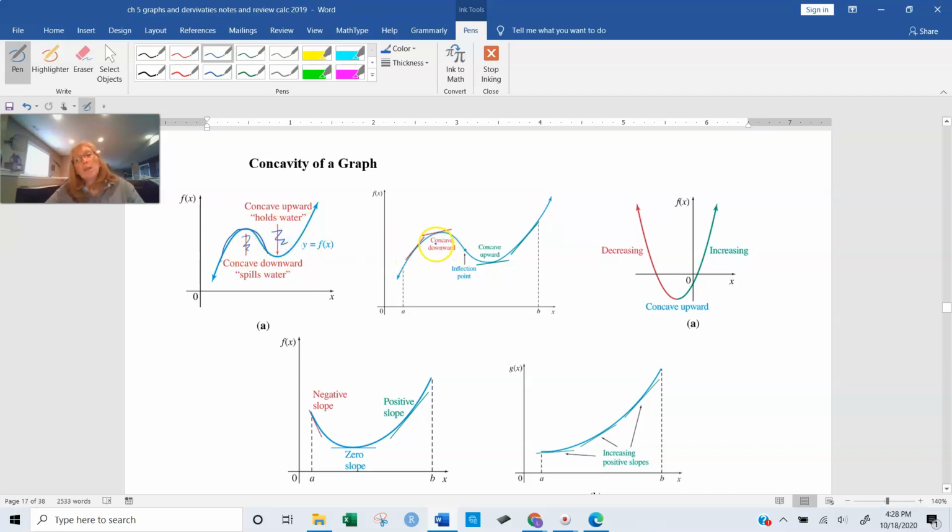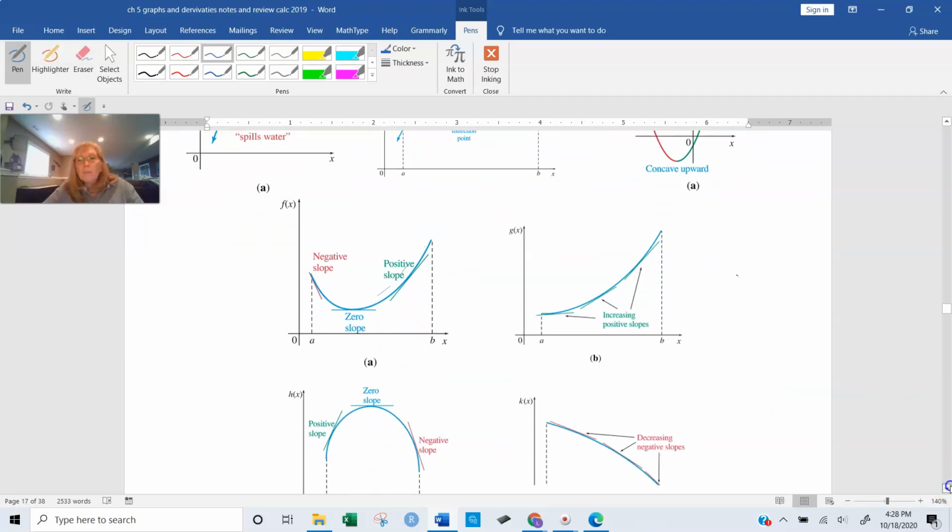So when you look here, this is down. This is up. This here is all down. I'm sorry, all up, concave up, because it's always holding water. This part also is concave up, positive slope, and it slows down. Still concave up. I know the water would technically fall out, but there is no negative side.